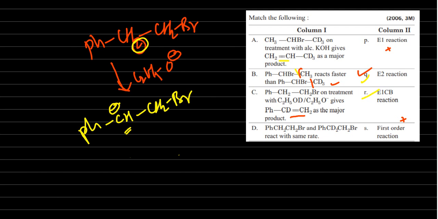E1CB, conjugate base mechanism. Next, the D step: PhCH2CH2Br and PhCD2CH2Br react with the same rate. Reacting with the same rate means there is no isotope effect, so it is undergoing a first order reaction. There is no elimination reaction. It is a first order reaction. So yes, right.